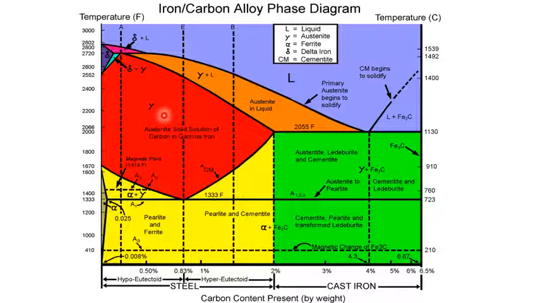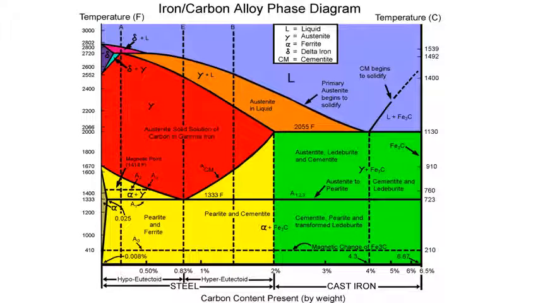So one can easily find out what phases are going to occur at different temperatures and different compositions. Based on the composition, that is the carbon percentage in the iron, one can call them steels or cast irons, or hypo and hypereutectoid steels, and hypo and hypereutectic cast irons.